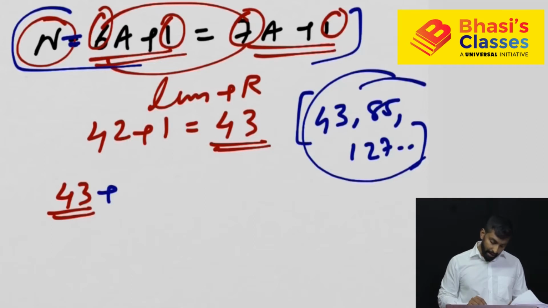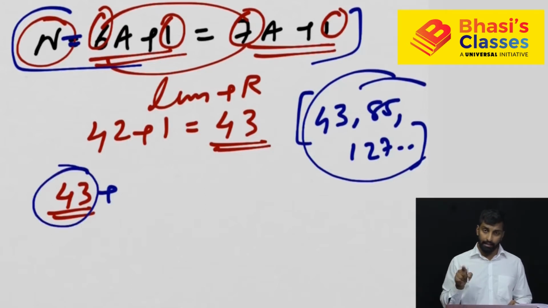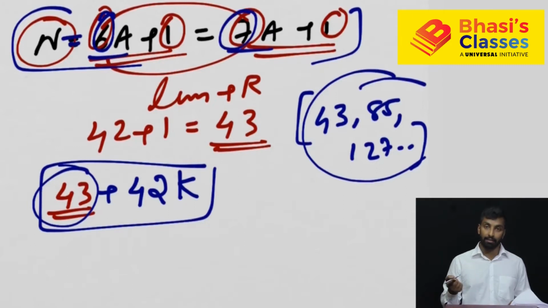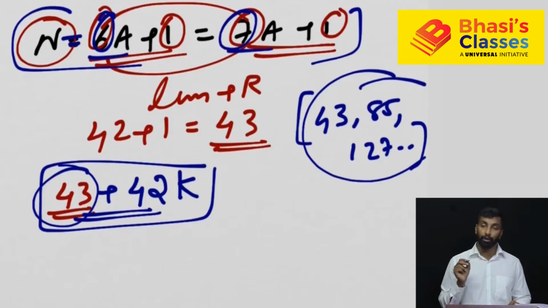Now how is this going to make an AP? First term we understood: 43. Why? 43 is the first number which satisfies both these conditions. When divided by 6 it leaves a remainder 1, when divided by 7 it leaves a remainder 1, right? What is the next number? If you need to get the next number, you need to add 42. What is 42? 42 is nothing but the LCM of the divisors, and that will be the common difference of the AP. So you're going to get a series 43 plus 42k. 43 is the first term, 42 is the common difference, and it's an AP.